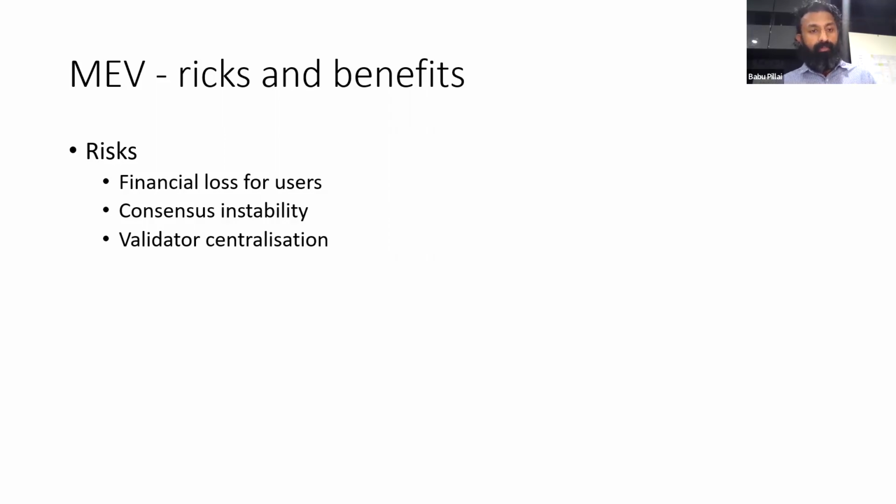Validation centralization. Now, the amount of value extracted through MEV is a lot. It's a huge amount of value. So the miners or the validators can quickly become rich and they can buy up equipment, or they can stake and buy up the staking part. So it is a big risk there.